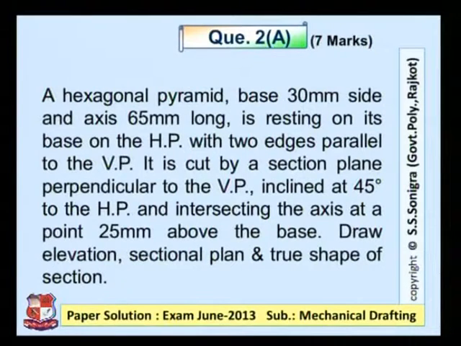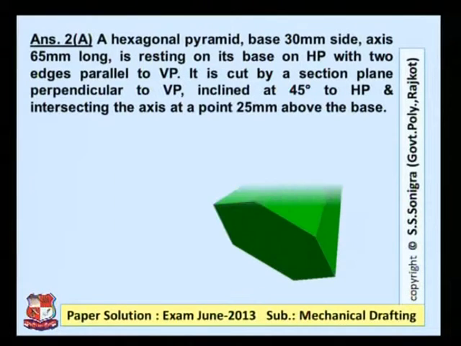A hexagonal pyramid, base 30 mm side and axis 65 mm long, is resting on HP with two edges parallel to VP. It is cut by a section plane perpendicular to the vertical plane, inclined at 45 degrees to HP and intersecting the axis at a point 25 mm above the base. Draw elevation, sectional plan and true shape of the section. Last time we solved this problem. The solution of the same problem is like this.